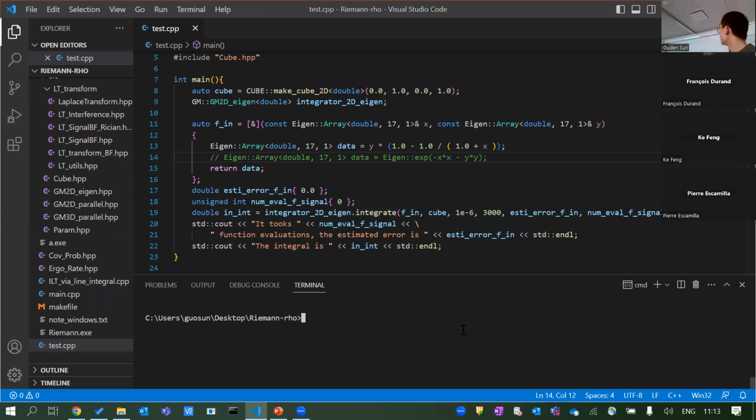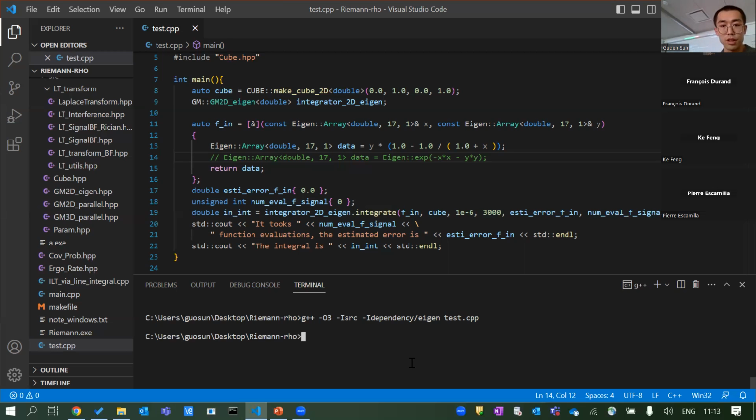So this is a very naive application of the Genz-Malik method. You see, I prepared two functions. They are smooth. Actually, you can compute them analytically, but I do prefer to compute them by the efficient Genz-Malik method.